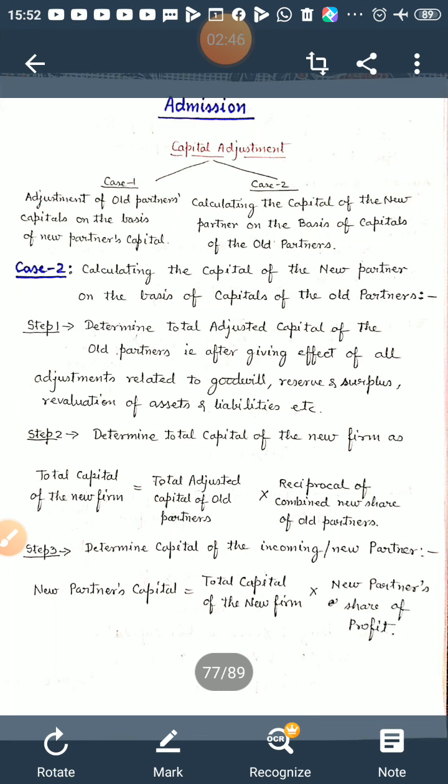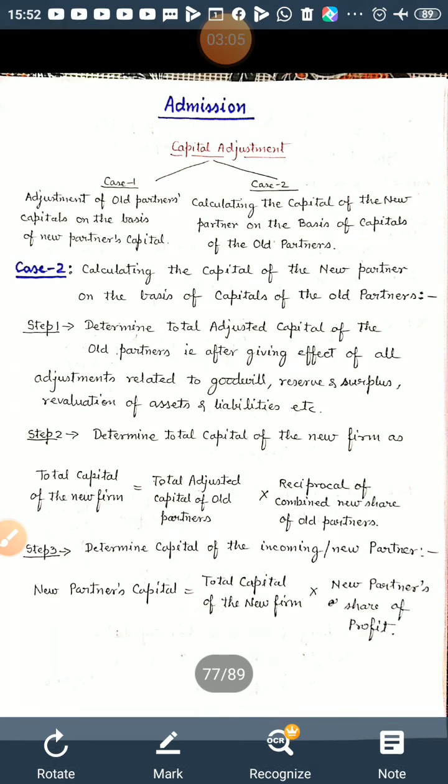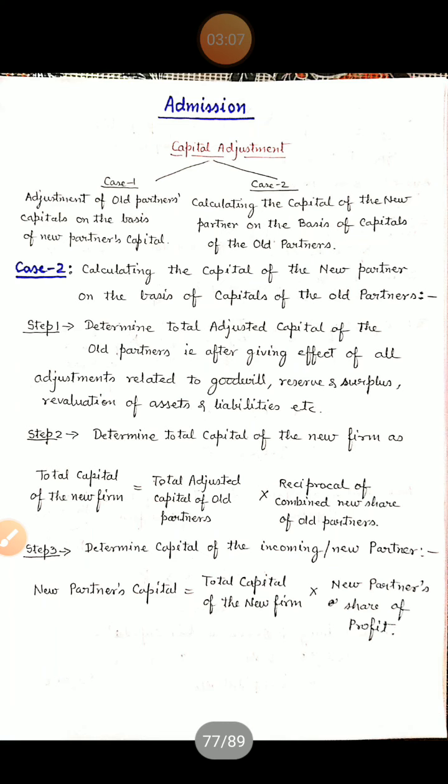After getting their balances, the next step is to determine the total capital of the new firm on the basis of the old partners' combined capital. For that, the formula is total adjusted capital of the old partners multiplied by the reciprocal of the combined new share of the old partners. Suppose A is coming for 1/4 share, then definitely the old partners' new share will be 3/4, right?